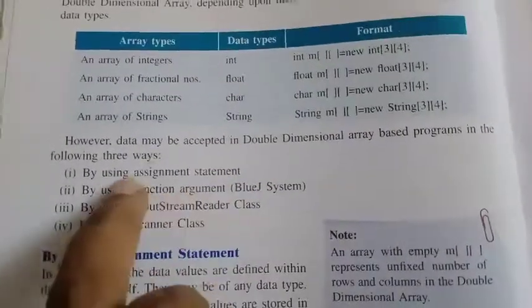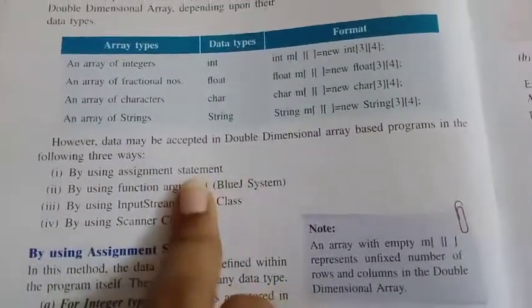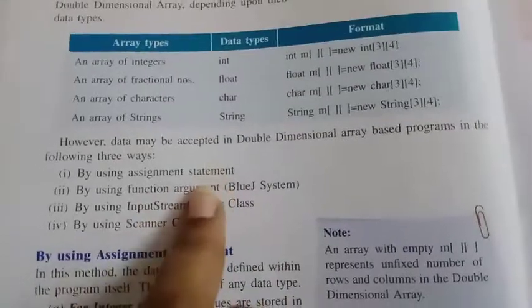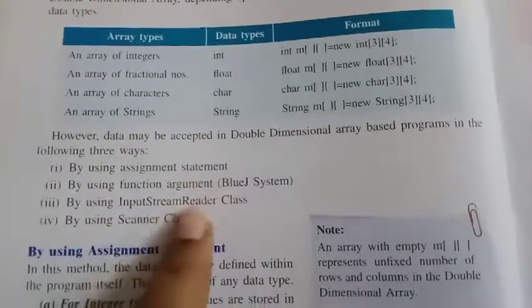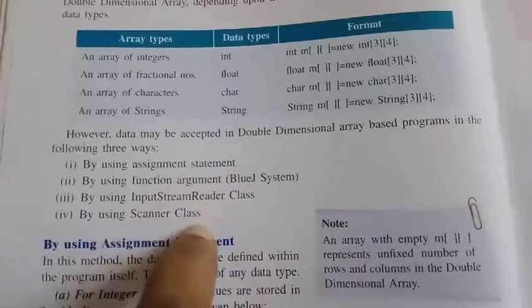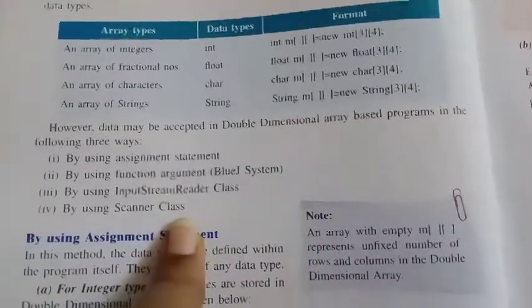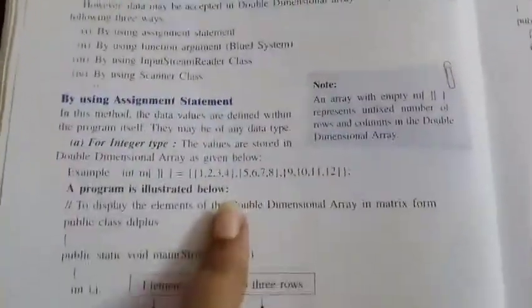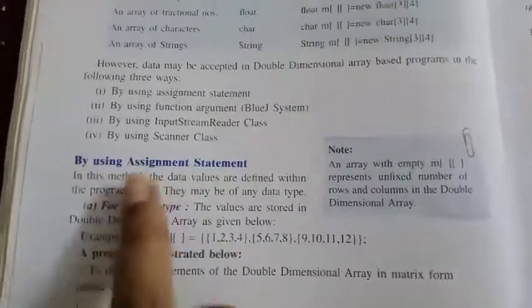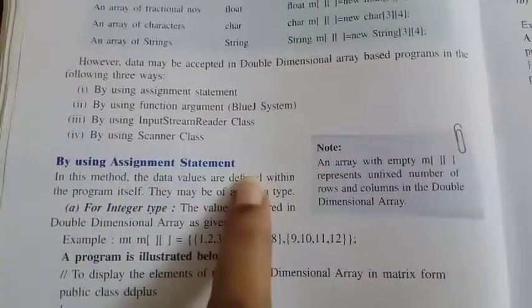This one you are going to give in the program itself. You will be assigning the value first itself, and only in these three are you going to get the input from the user. Okay, first we will see the first method by using the assignment statement.